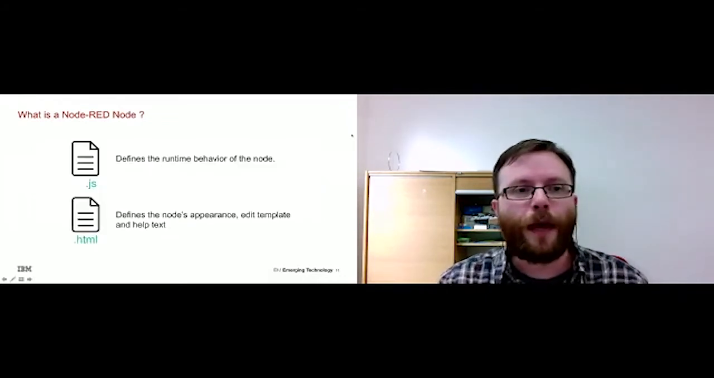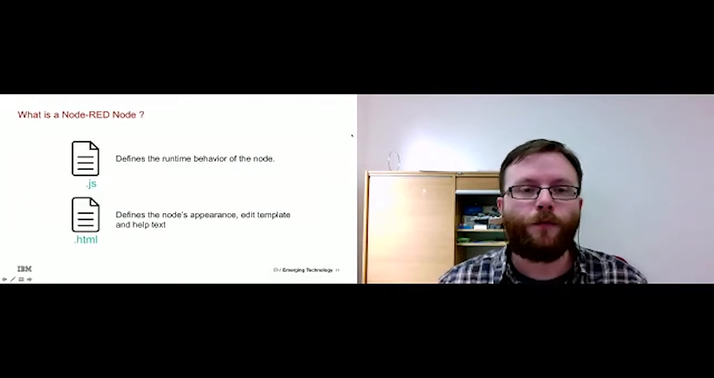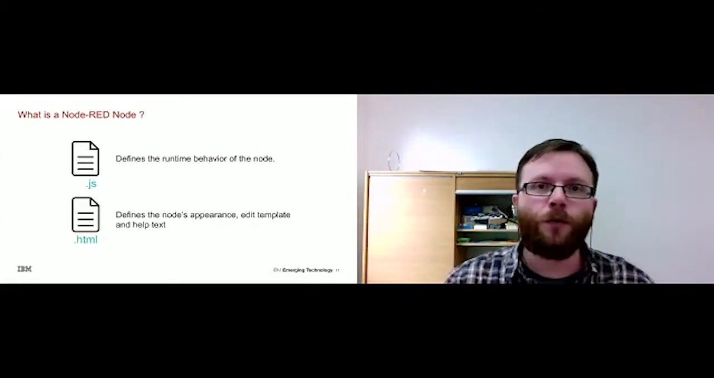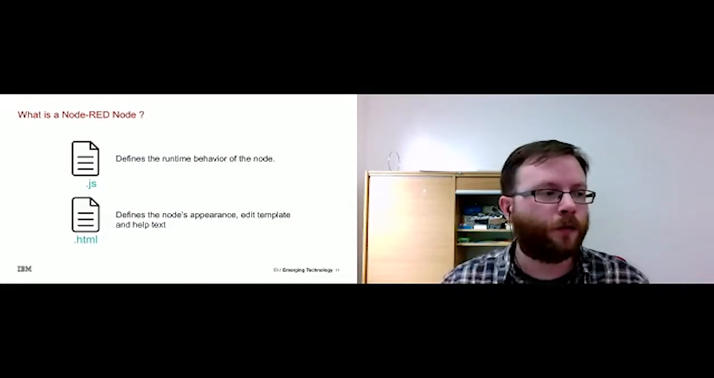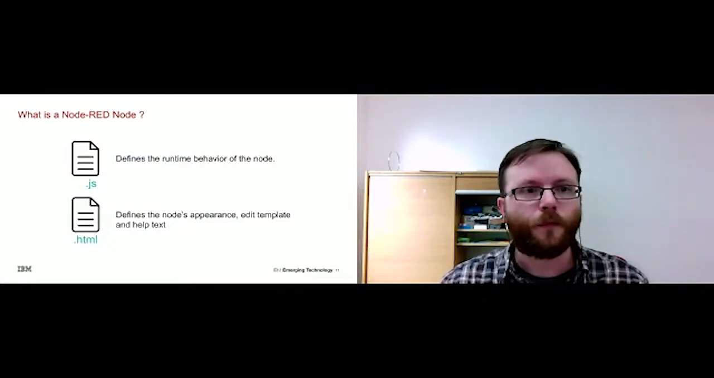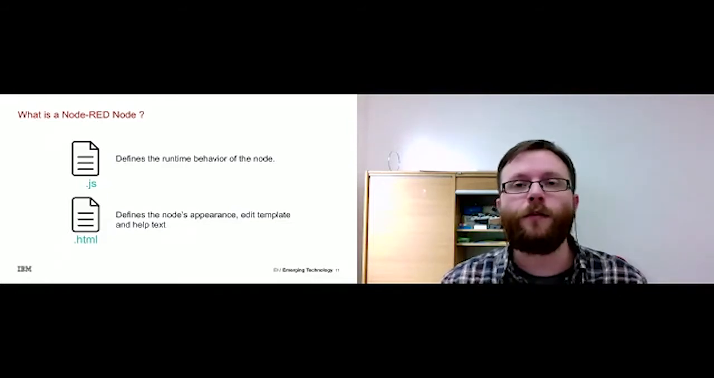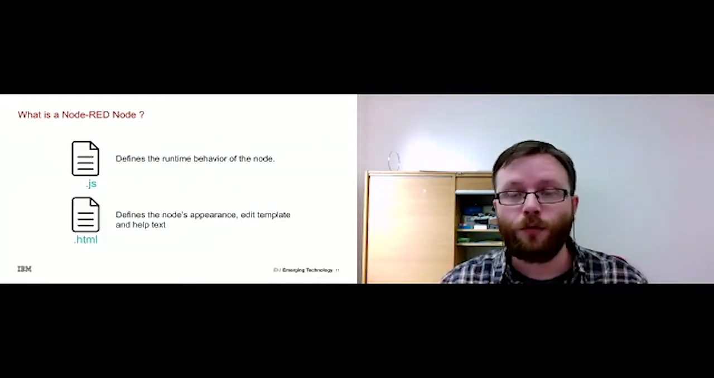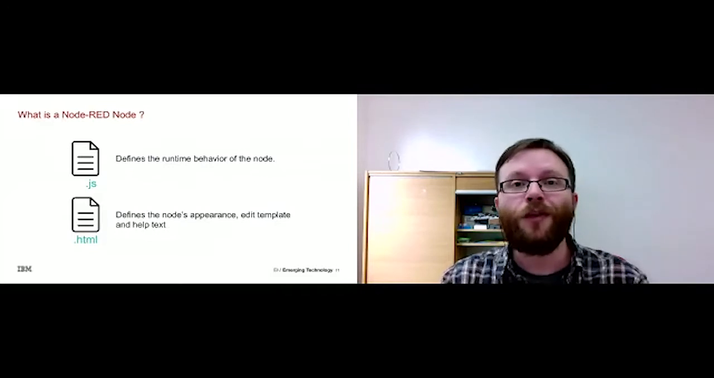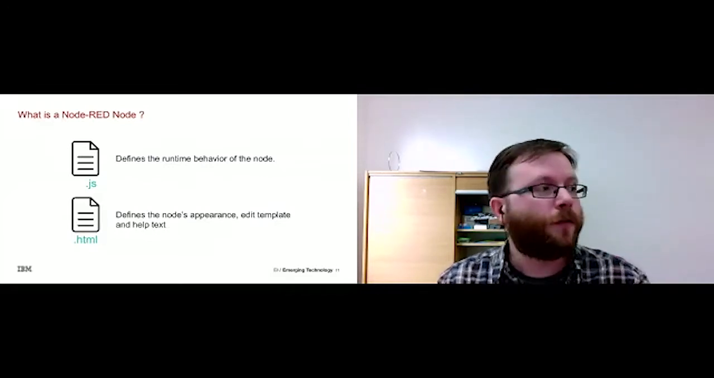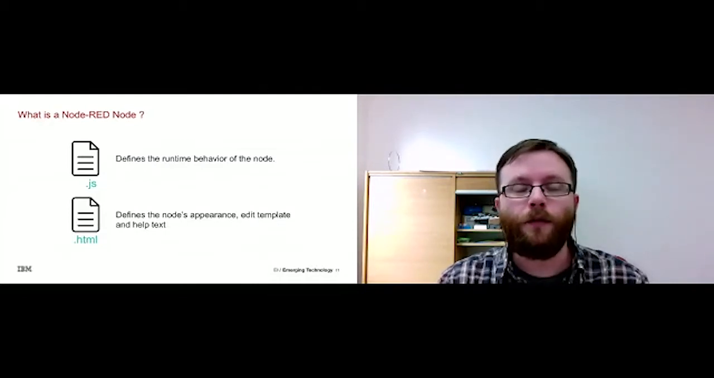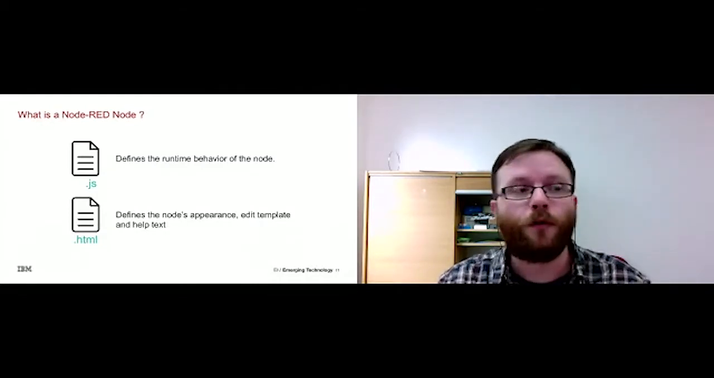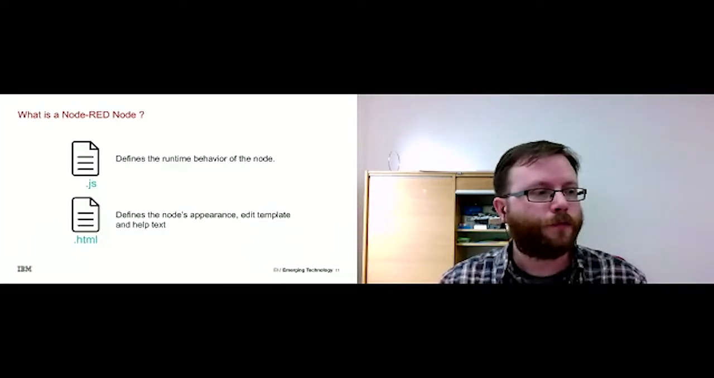Each node in the palette is defined by a pair of files. An HTML file that just defines how the node appears in the editor, its edit dialog, its help text, those sorts of things. The JavaScript file is loaded into the runtime as a Node.js module, and that is actually the runtime behavior of the node. That is what's given that JSON representation of a node and is the black box that knows what to do with it.